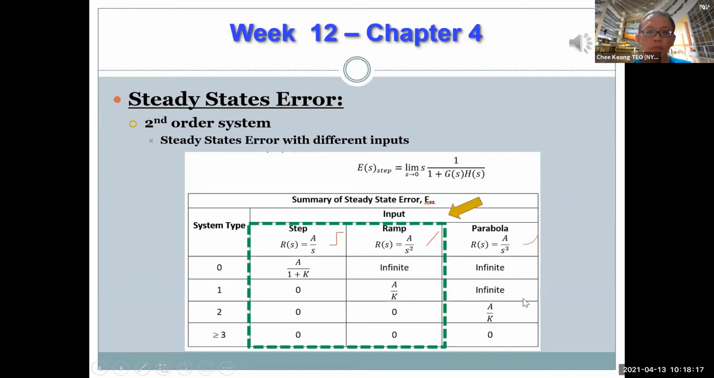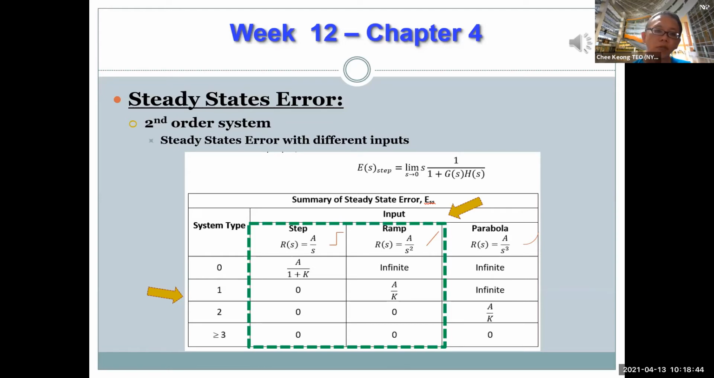So far, our analysis for second-order system steady-state error is only using unit step input. Now with other types of input like parabola or ramp, the steady-state error also changes. Also, if the system type is changed, the result of the steady-state error will change. For order, we look also at the denominator. The power of S with roots at 0.